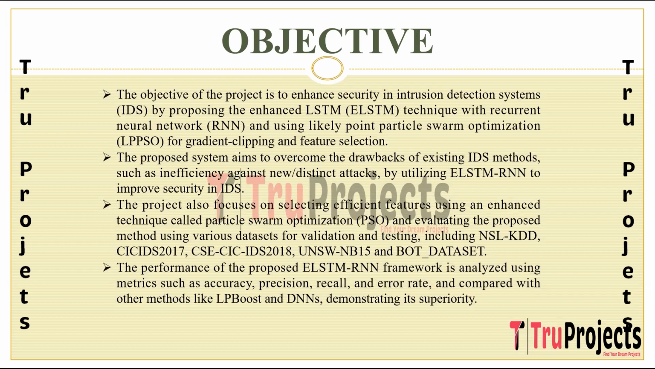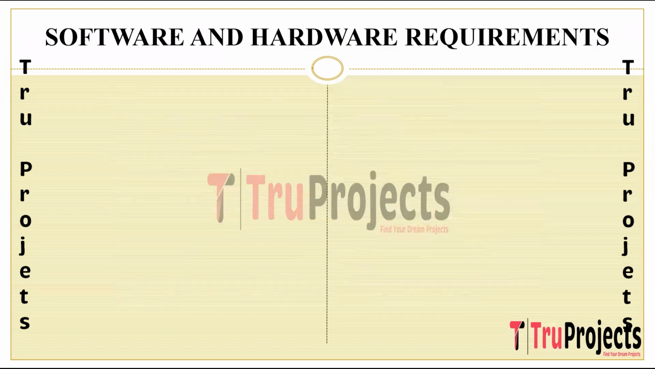The performance of the LSTM RNN framework is assessed using established metrics in machine learning, such as accuracy, precision, recall, and error rate. Additionally, the system's effectiveness is compared against other existing methods like LP boost and deep neural network, DNN. Demonstrating its superiority over these methods serves to validate the efficacy and potential advancements offered by the proposed ELSTM RNN approach in enhancing IDS security.